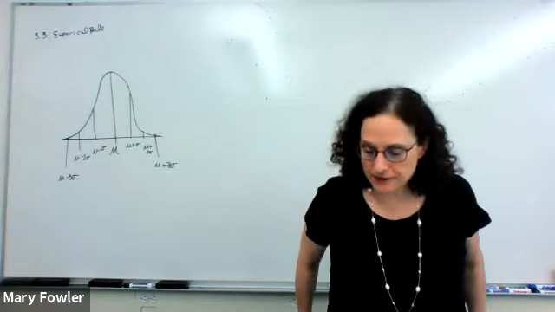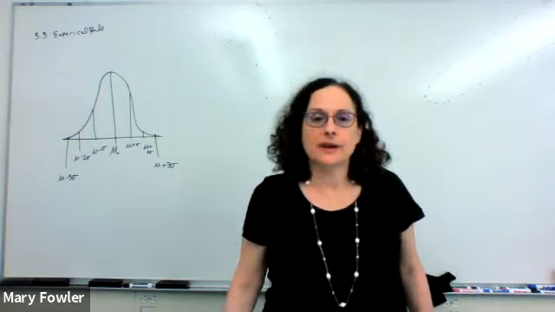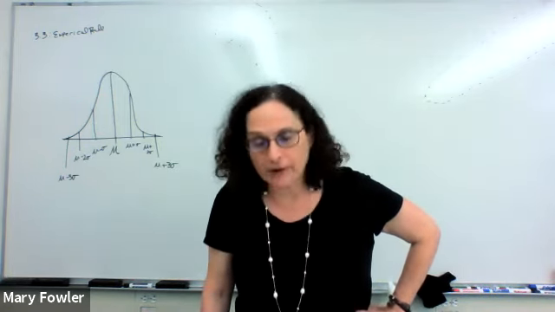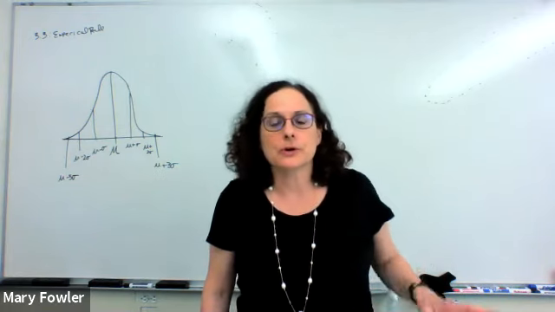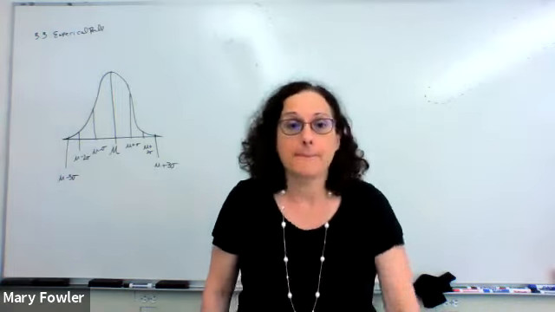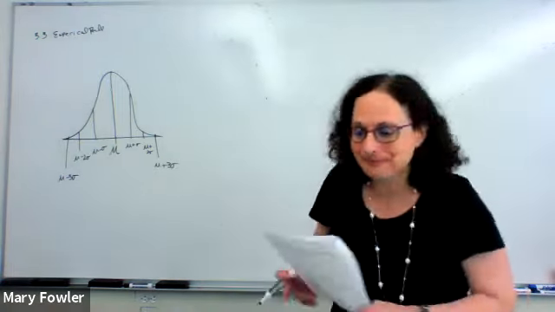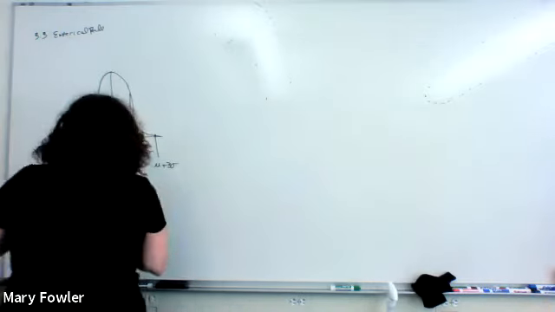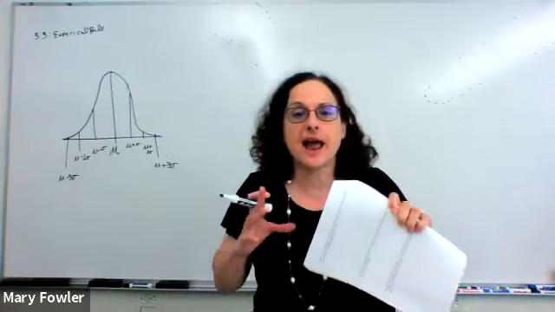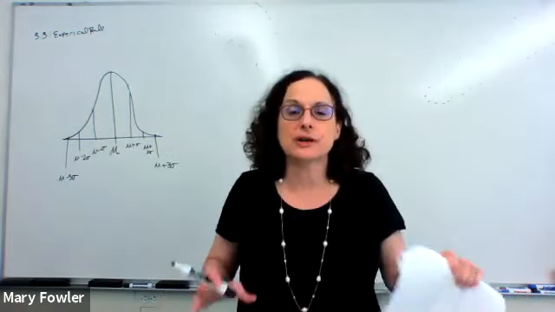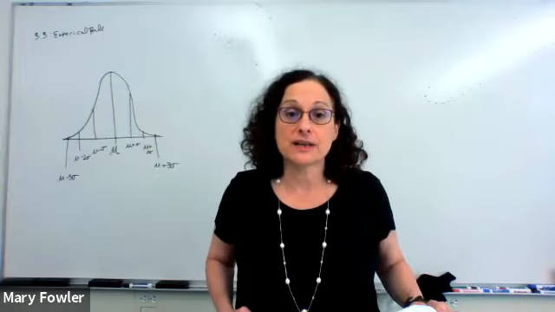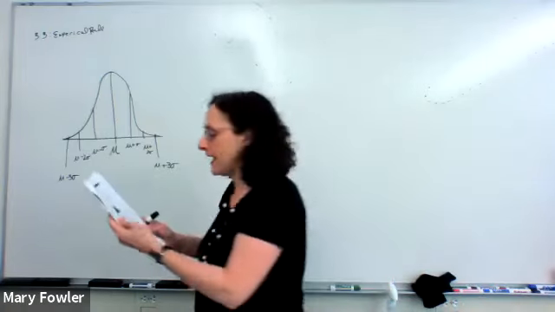Hi, so we're in section 3.3. Section 3.3 is entitled Chebyshev's Rule and the Empirical Rule. In this class, we're only going to be doing the empirical rule, and I'll put it up on the board. The empirical rule explains how a distribution is spread out if the distribution is bell-shaped. So you have to start with that.